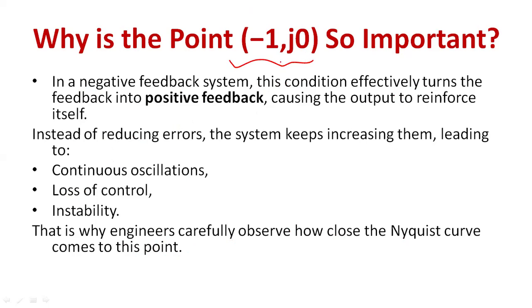Kindly justify this point. Using the critical point, we can check: is there any continuous oscillation happening? Is there any loss of control occurring in the system? Whether the system is moving to the verge of instability. These are the 3 points by which you can justify why minus 1 plus 0j is very important.